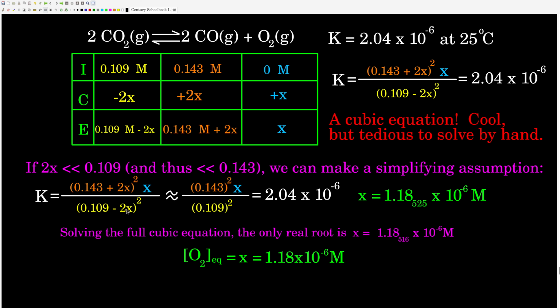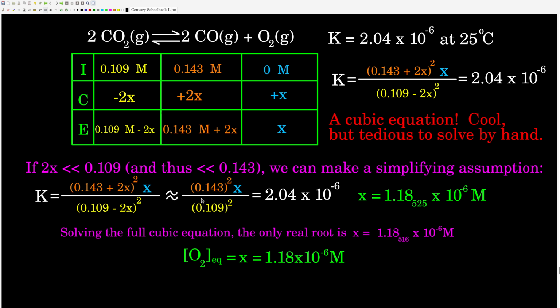And if 2x is a lot less than 0.109, it's also going to be less than 0.143 because 0.143 is bigger than 0.109. So neglecting 2x here, we can't neglect x here because we're not adding or subtracting it to anything. We're multiplying, so then we definitely can't leave this x out. It has to be there. So we get this, neglecting the 2x here.